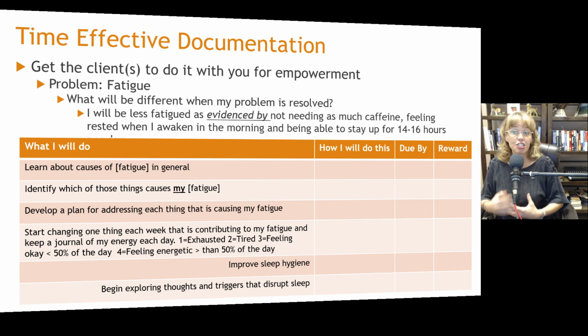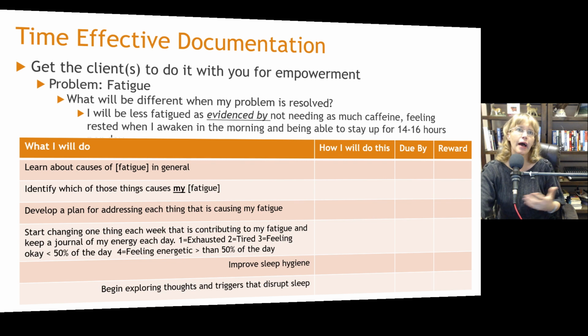They said they're going to start changing one thing each week. So then under that, they're going to identify the things they're going to change. Now, that's in the what will I do column. In the how will I do this column, we fill that out together. So learning about the causes of fatigue in general, I might put in there, review the handouts provided by Dr. Snipes. Due by, that would be a week from now. And what reward are they going to give themselves when they do it? What treat, what thing are they going to do to congratulate themselves?